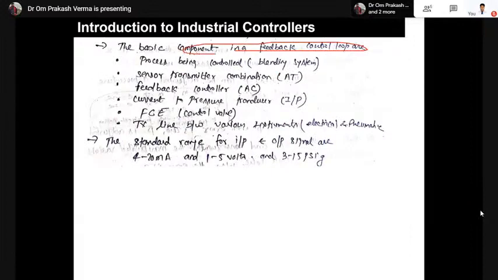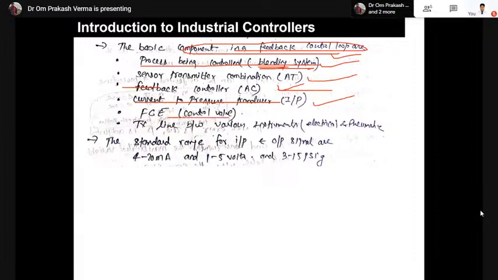What are the different components of the feedback control loop? First is the process being controlled, that is the blending process here. Then there is a sensor; in this case we have taken an analyzer. Then a feedback controller, whichever controller we are going to discuss today, such as PID. Then the current to pressure transducer, that is the I to P converter, and then the final control valve.